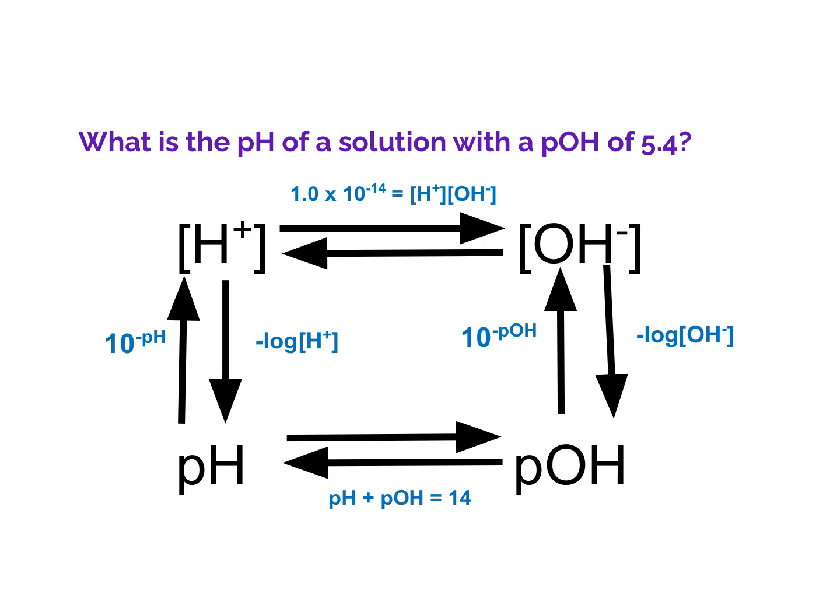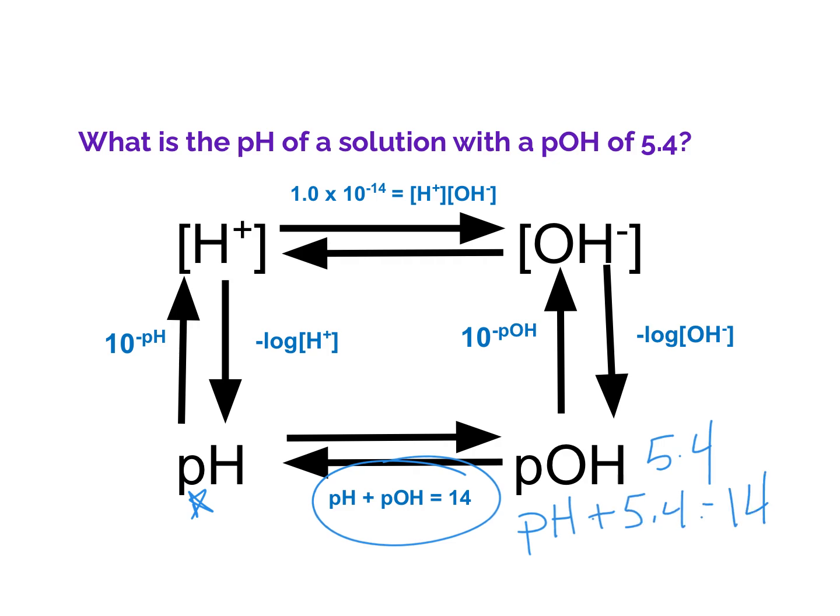So for this one, we're starting with a pOH of 5.4, and we're going to find our pH. So we're going to use pH plus pOH equals 14. So that's pH plus 5.4 equals 14. We're going to take the 14 and subtract out that 5.4, and we're going to get our pH to be 8.6.